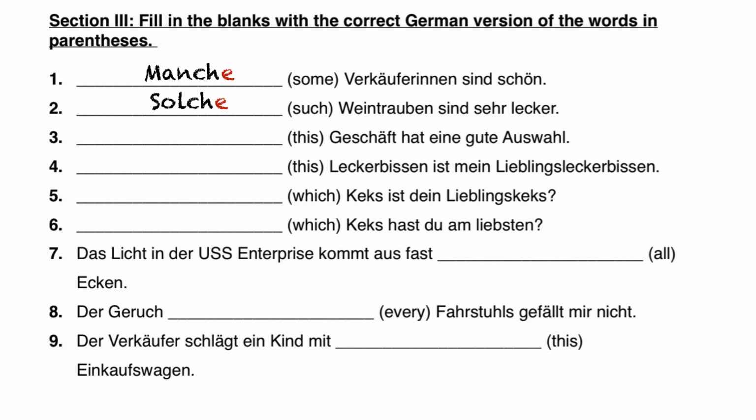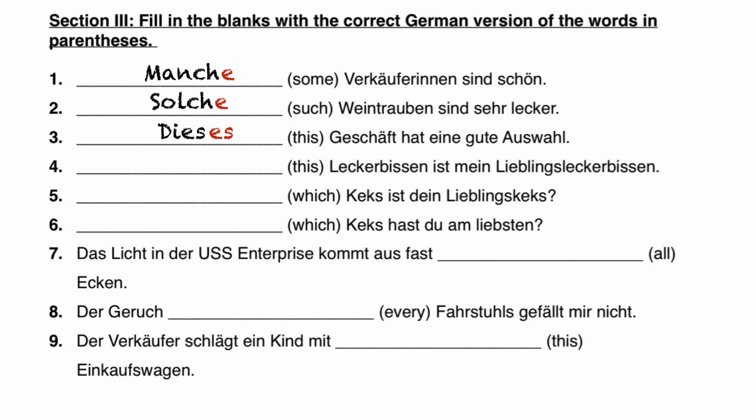In number 3, we have this. This in German is dies. Now we have to add an ending to fit the gender and case. Geschäft is a neuter noun. It's also the subject of this sentence. This store has a good selection. So we need dieses. Dieses Geschäft hat eine gute Auswahl.